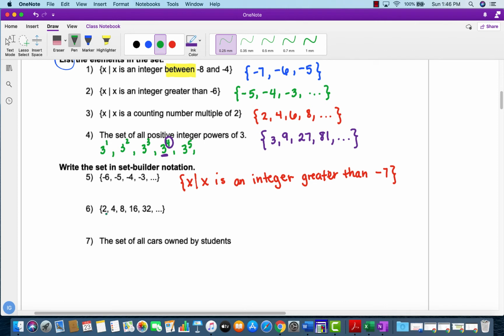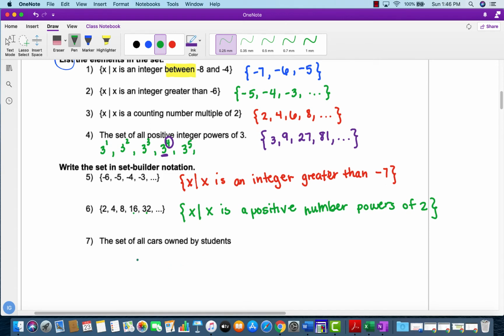Alright, let's look at this one. 2, 4, 16, 32. It looks like it's powers of 2. It looks similar to this one, but now base 2. So I'm going to write x such that x is a positive number powers of 2. And don't forget to close your braces.